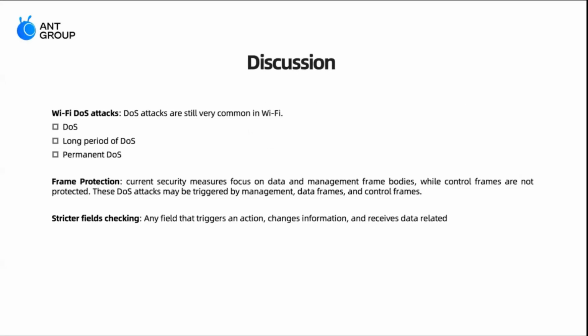According to the test result, DDoS attacks are still very common in Wi-Fi. It has always been a problem that plagues Wi-Fi security. This is due to the lack of a perfect security mechanism in frame protection, as well as implementation flaws. Current security measures focus on data and management frame bodies, while control frames are not protected. This DDoS attack may be triggered by all types of frames. So I think control frame protection should also be taken into consideration. And any field that triggers an action, changes information, or is data-receiving related should be checked more strictly.